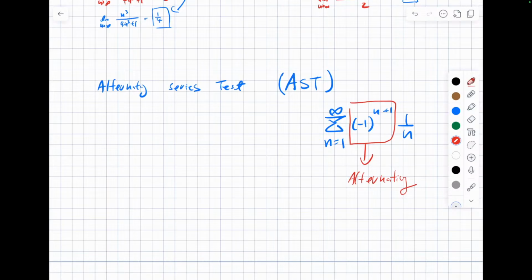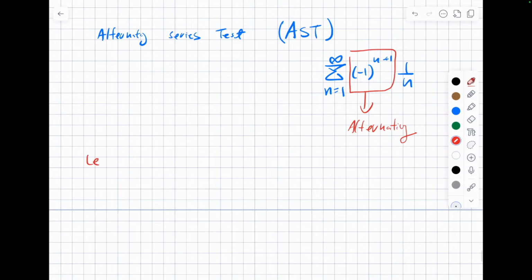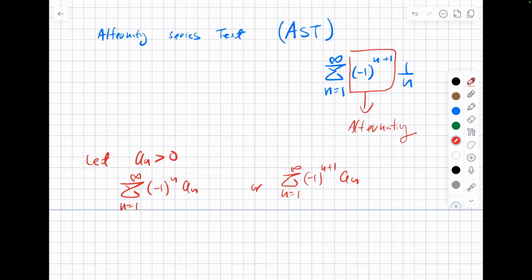But what is the alternating series test and what are the conditions? The condition says let a_n be greater than 0. And if you have the summation from n equal to 1 to infinity of -1 to the n a_n, or the summation of -1 to the n plus 1 a_n. So why do they say or? What's the difference between those two series?